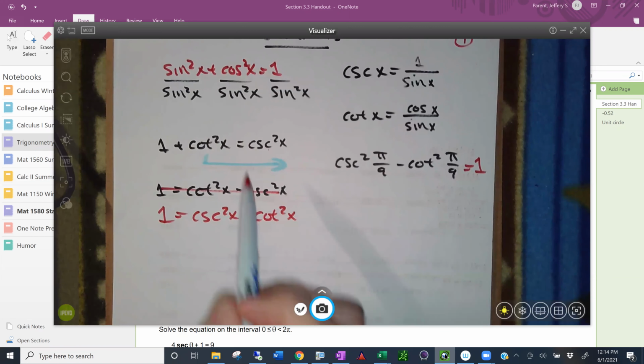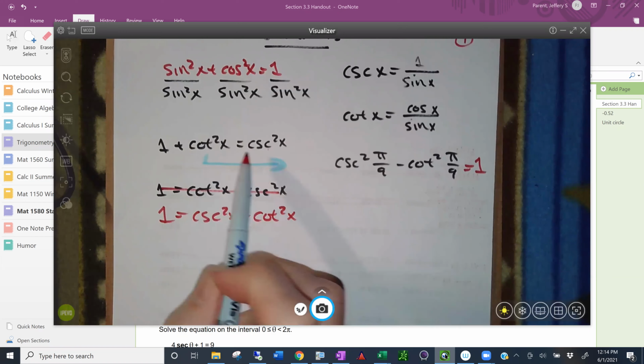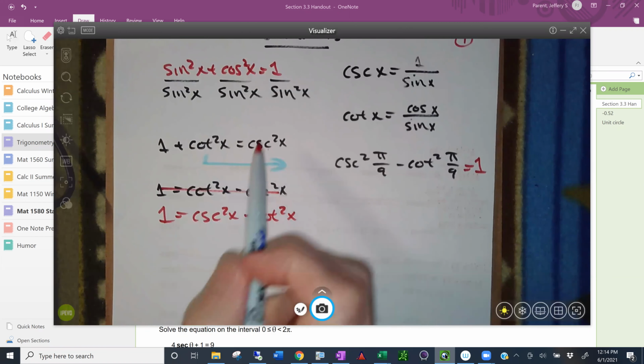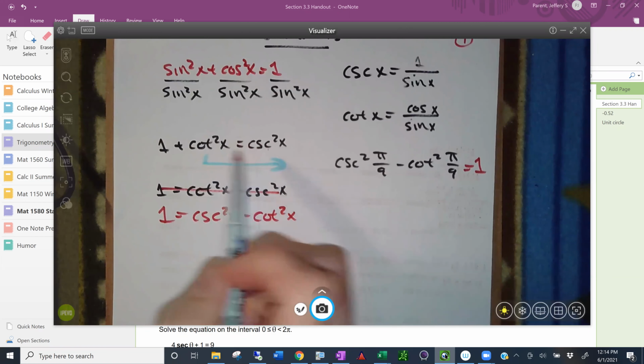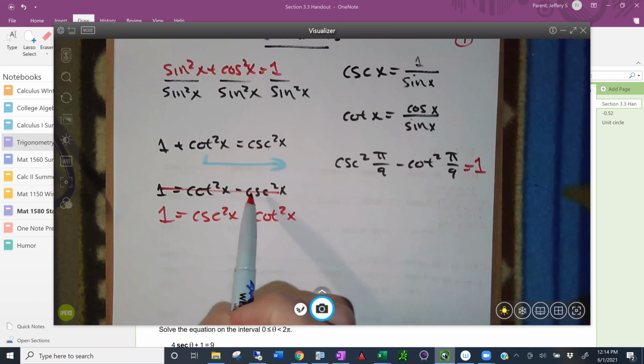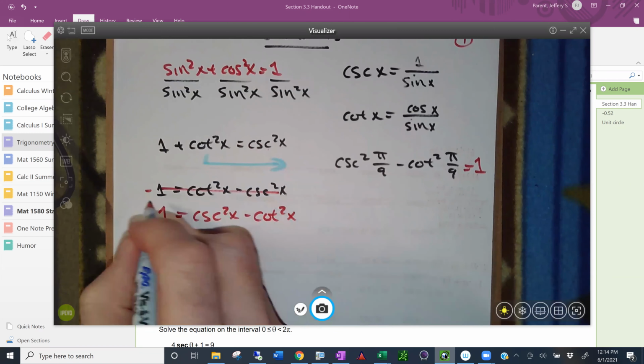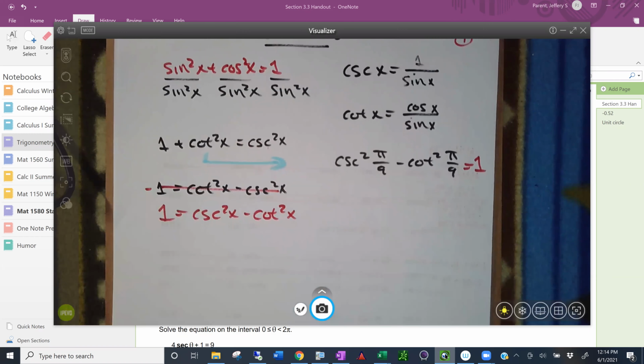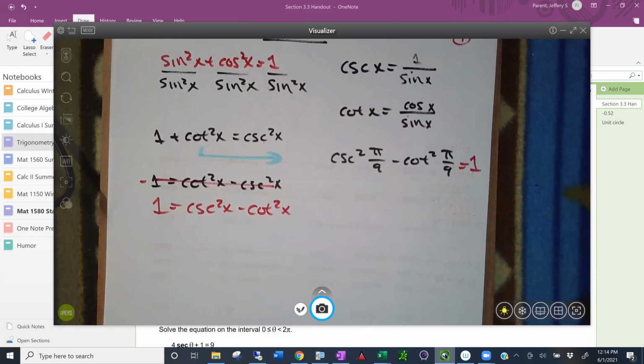You could have done it the other way. I could have moved this over here and then this over there. Then I would have got cotangent squared minus cosecant squared would have been -1 had I done it that way. But you're right. Now, the good news is I do have this part right.